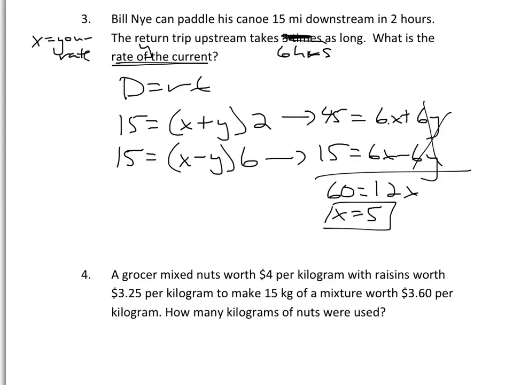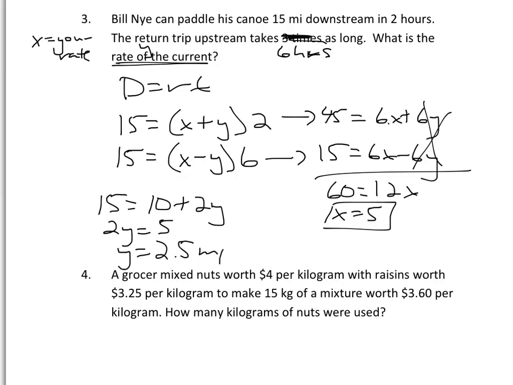And plug it back in to get the rate of the current. So I'm just going to use the top one with it already distributed. So 15 equals 2x, which is 10, plus 2y. 2y equals 5, y equals 2.5 miles per hour. So the rate of the current is 2.5 miles per hour.